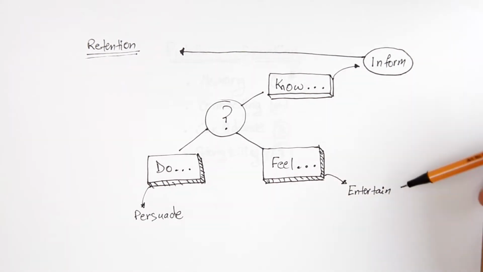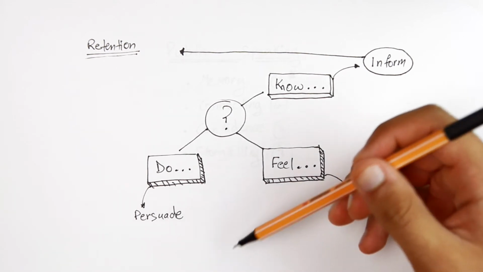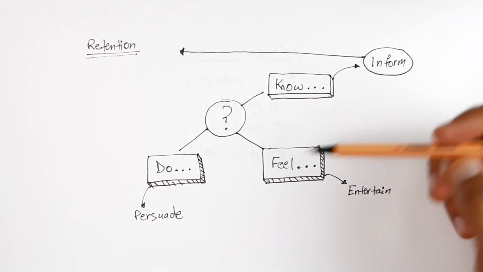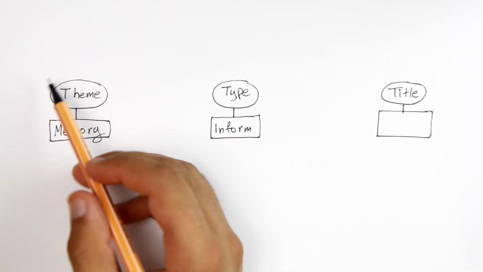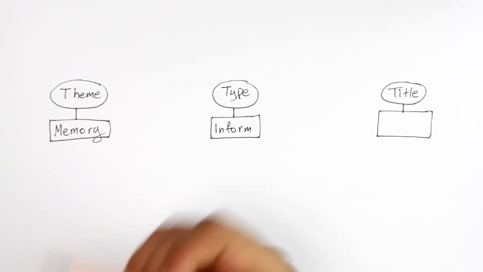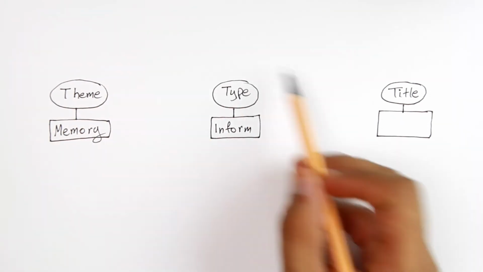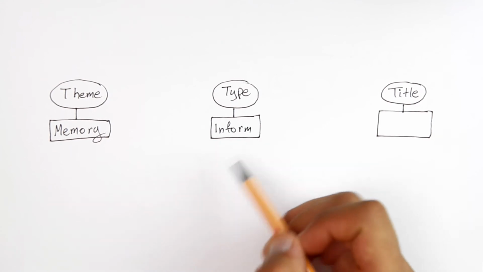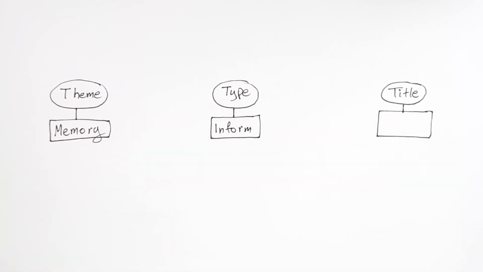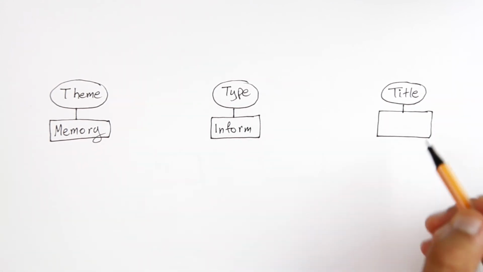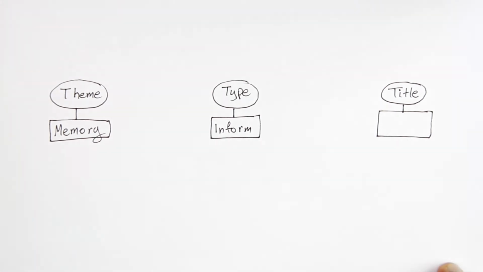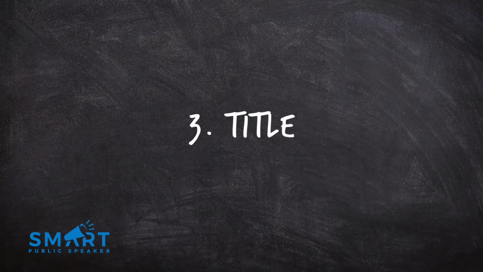If I was to entertain them, I would just want them to enjoy the process. And if I was to persuade them, I might sell them something or ask them to sign up for something. So now that we have our theme, which is memory, and the type, which is that I want to inform them so they have information to do something. The last thing, which is the easiest one, is to come up with a title of the speech.